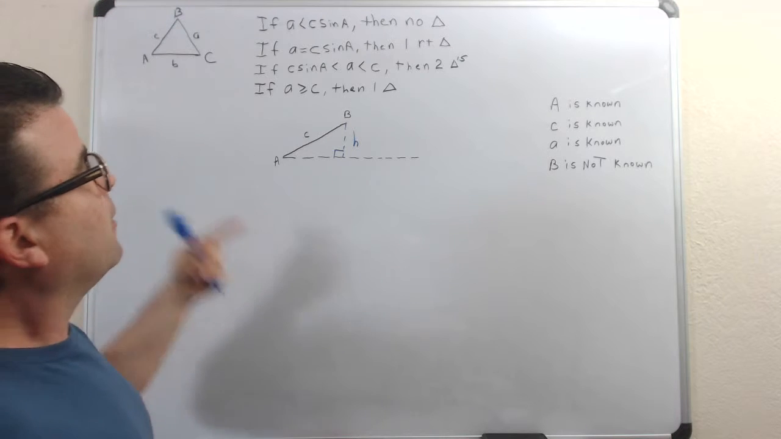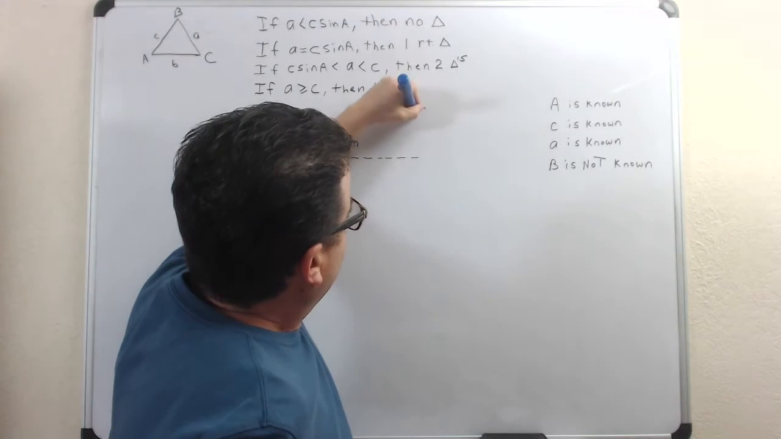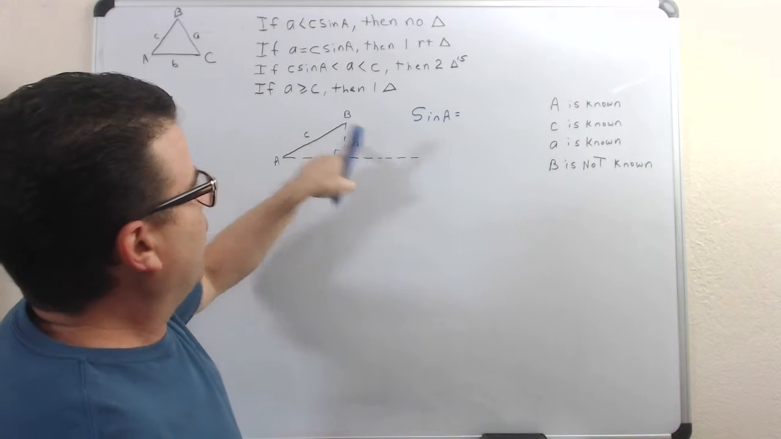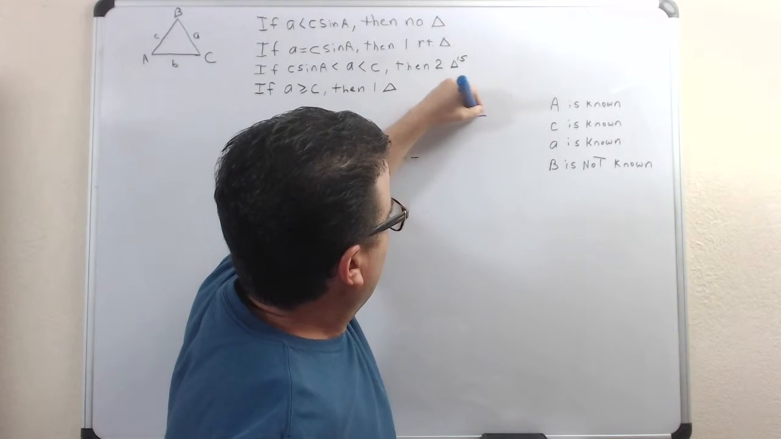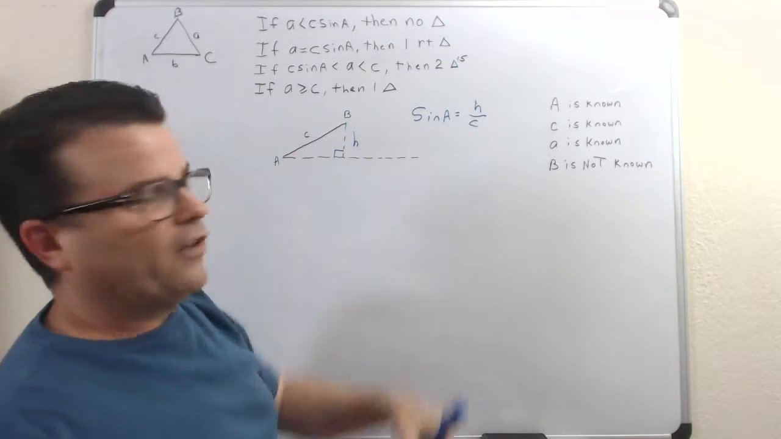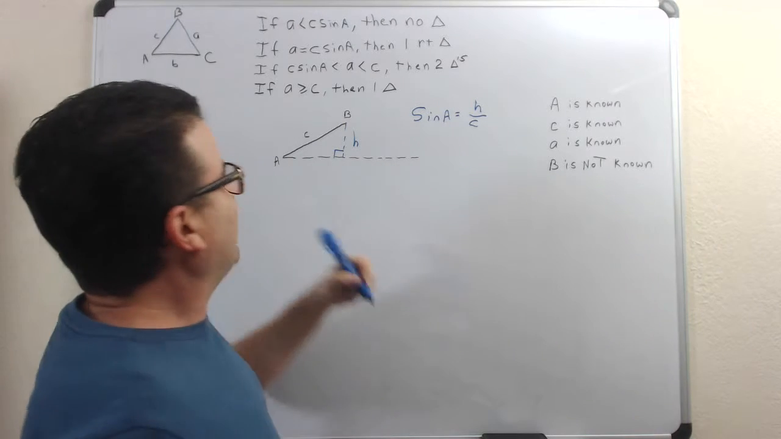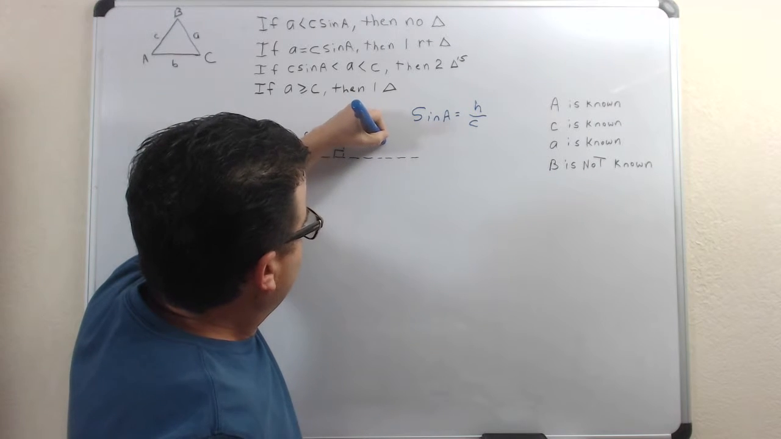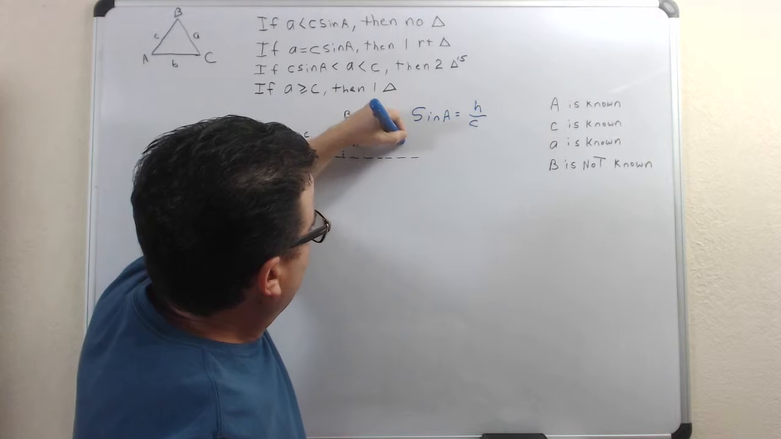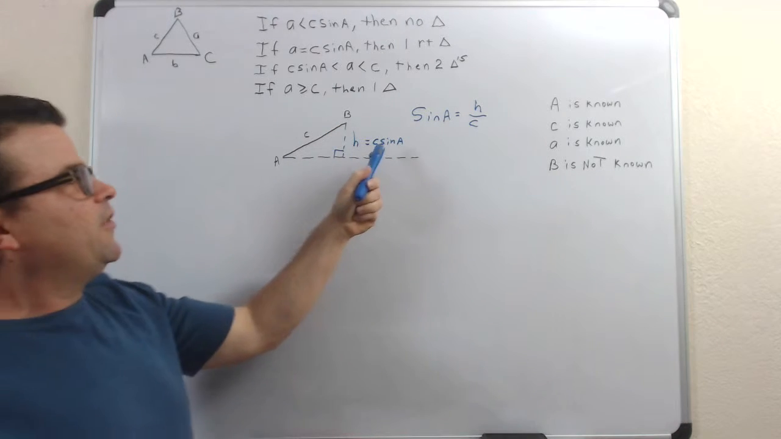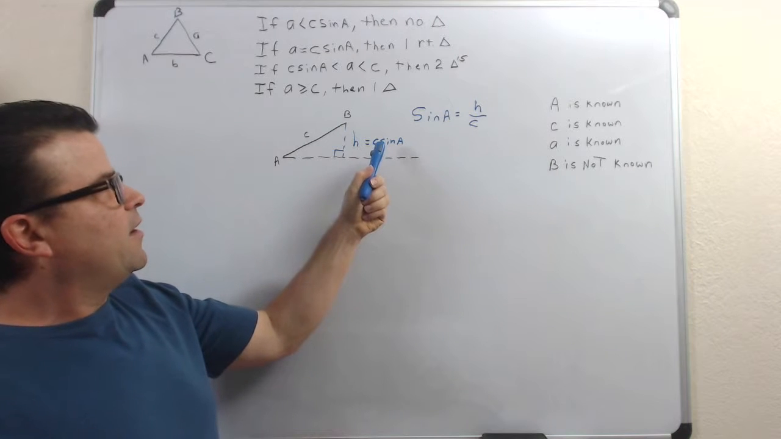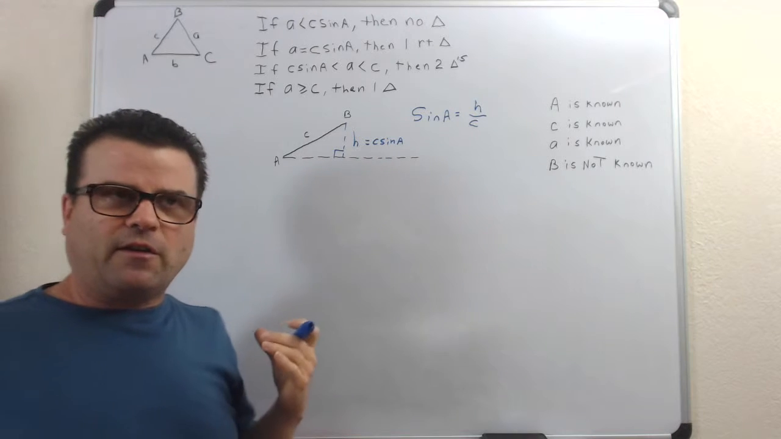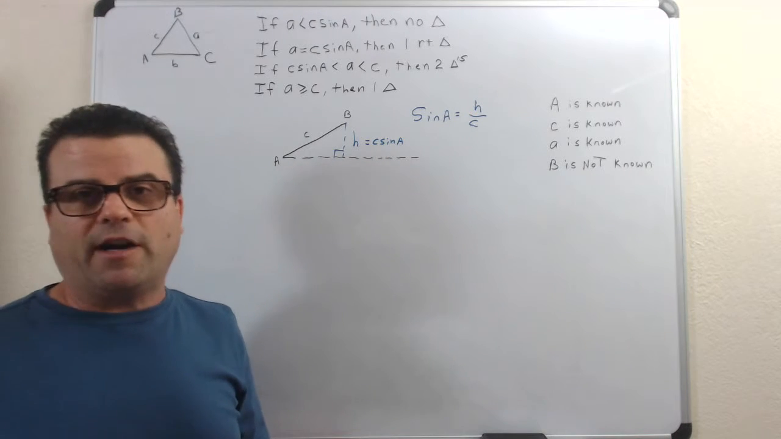And we can figure that out because we know that sine of angle A equals opposite over hypotenuse. So that's h over c. And multiplying both sides by c, we get h equals c sine A. So this is the shortest side a could be, c sine A. That's the shortest side a could be in order for there to be a triangle.